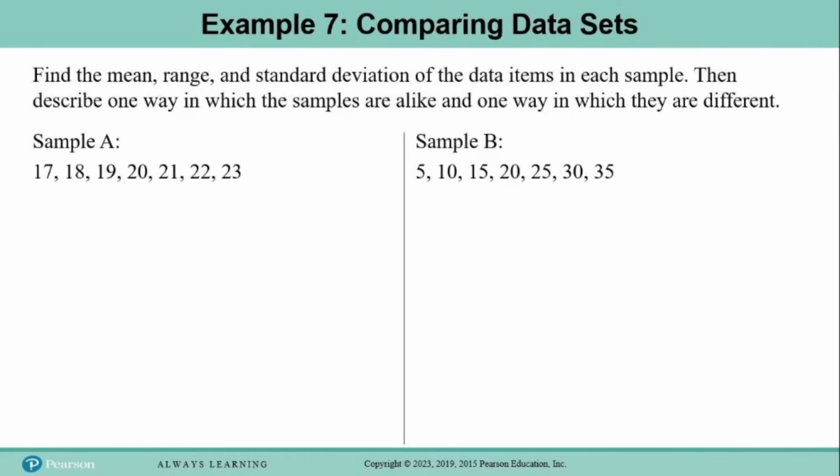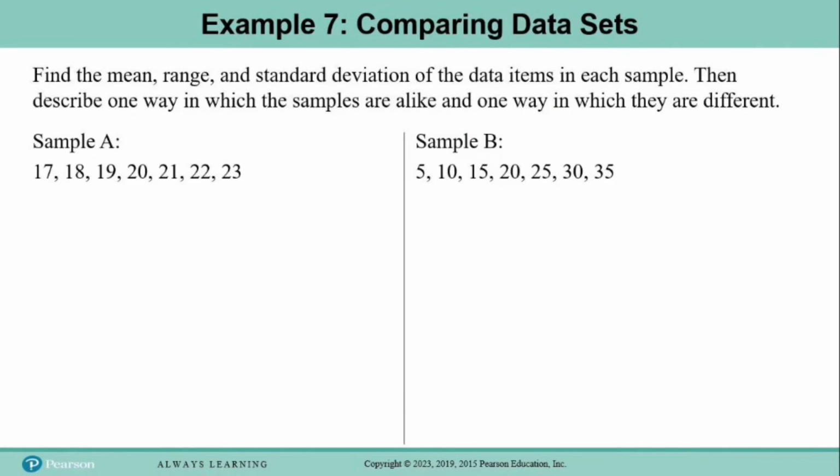Okay, now the purpose of calculating the mean and the standard deviation and the range is to help us understand the data set better. We always want to know where is the center of the data, how are the data spread out, and a few other things that you would cover in a statistics course. But right now, let's just think about center and spread. So let's look at mean, range, and standard deviation for these 2 data sets. Once we have those 3 values calculated for each data set, then we'll look for one way in which the samples are alike and one way in which they are different.